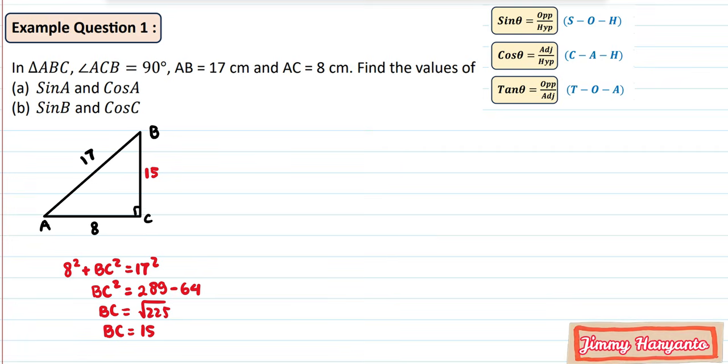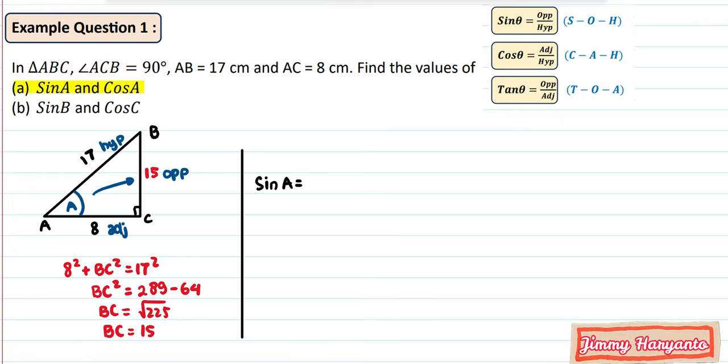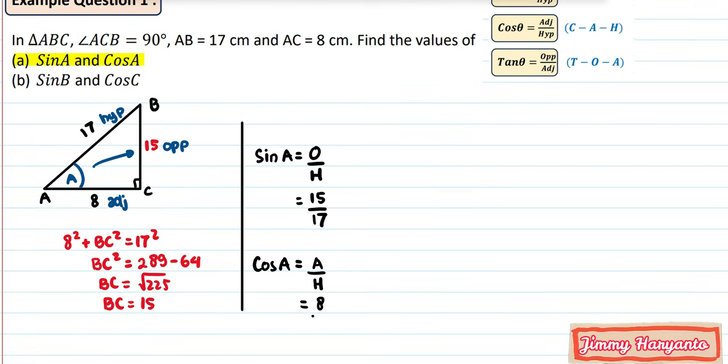Okay, so let's do question A. For question A, the question wants you to focus on angle A. So the angle is right here. It means this one will become the opposite, this one is the hypotenuse, and this one is the adjacent. So if the question wants you to find the value of sine, you have to use the formula sine A equals SOH. Remember, SOH means opposite over hypotenuse. So the opposite is 15 and the hypotenuse is 17. So this is the value of sine A. Then the value of cos A, the ratio of adjacent over hypotenuse, will be 8 over 17.